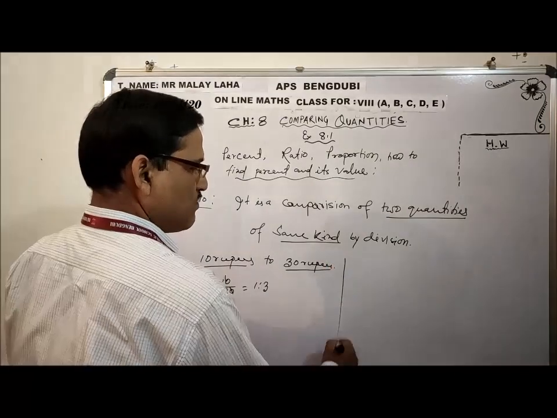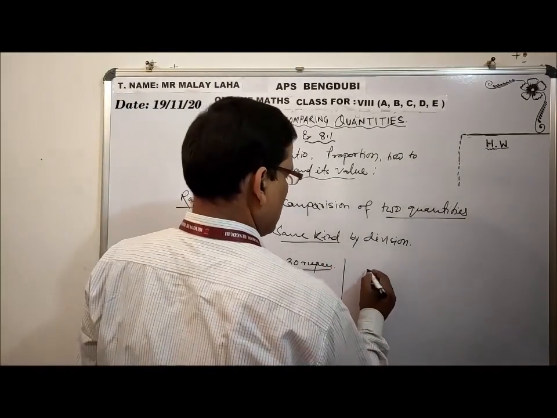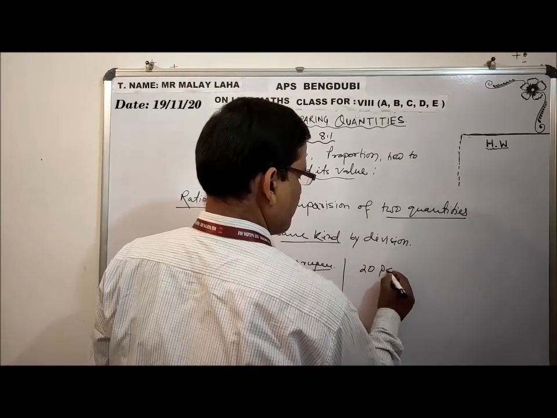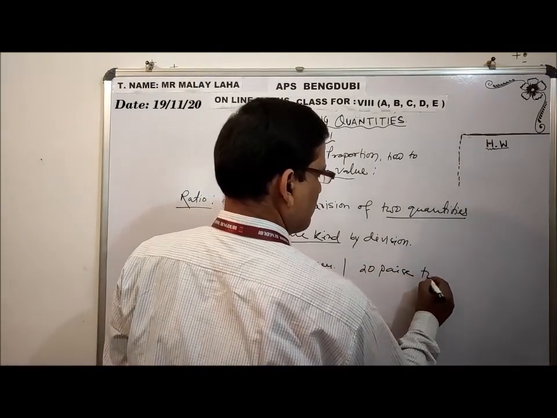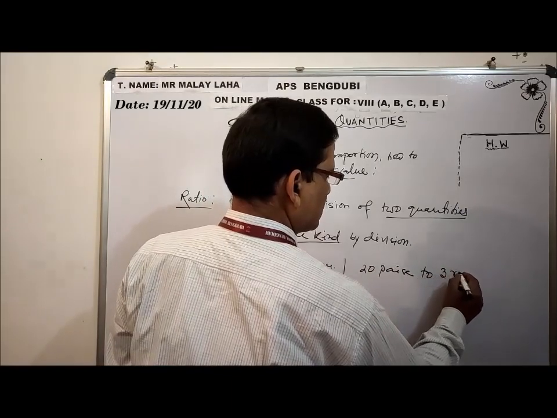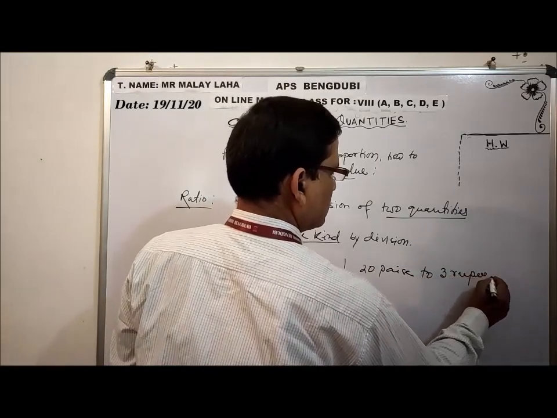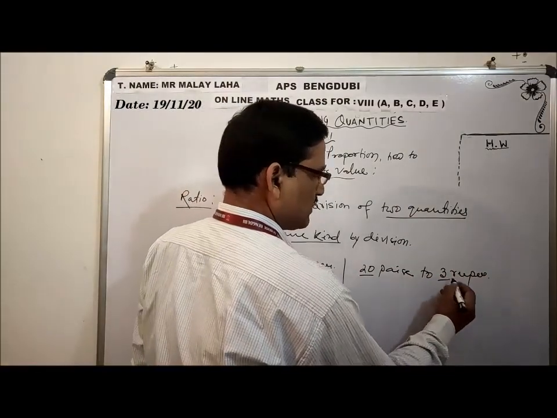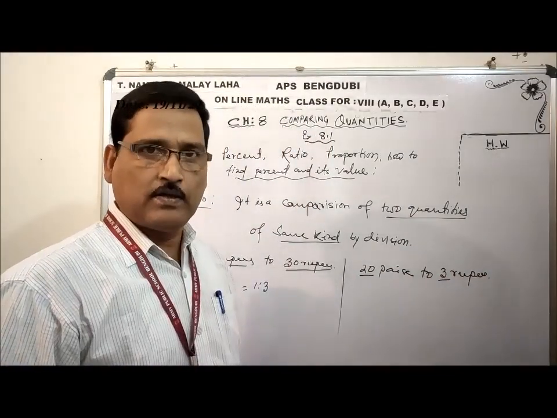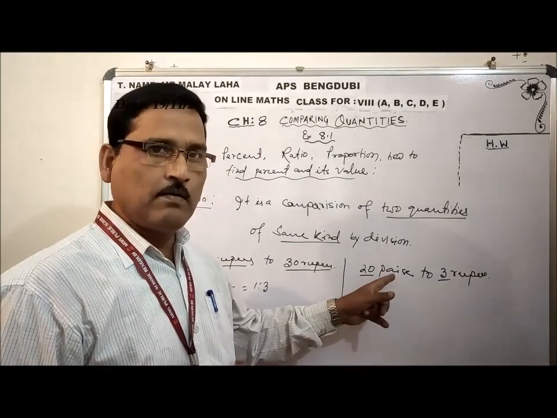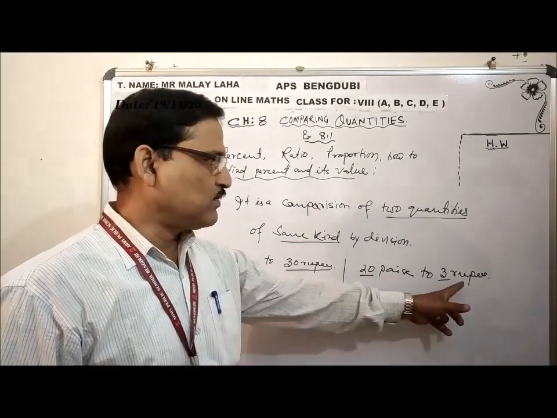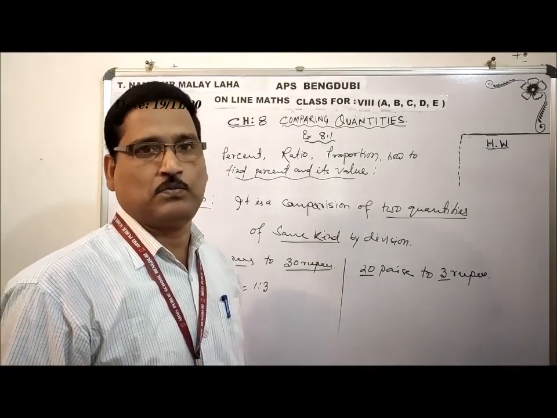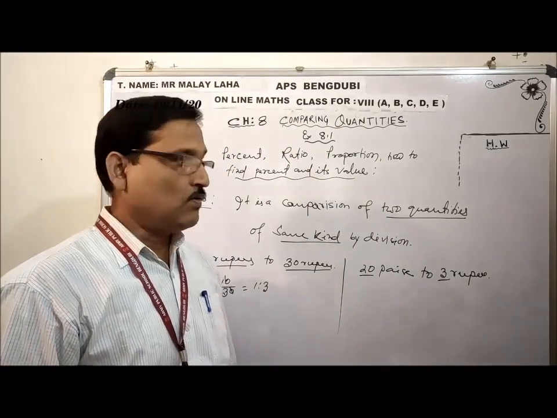Clear? Now again the same question, say 20 paise to 3 rupees. So two quantities, 20 and 3. Okay, quantities are there, but the kind? First one is paise, second one is rupees. Can you show any ratio directly? No, you cannot.